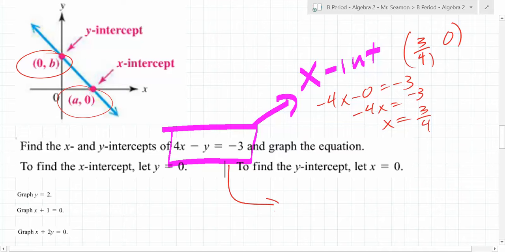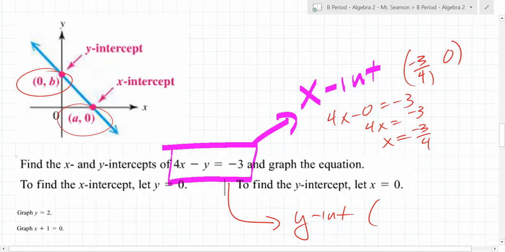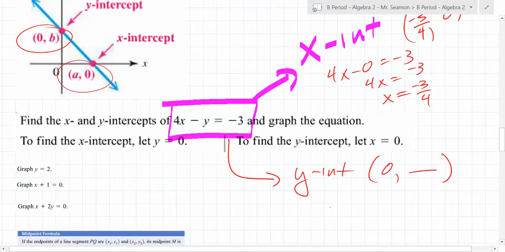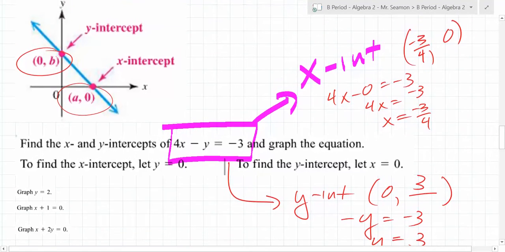And what is the y-intercept? The y-intercept is when what is true? Isn't it negative? Yeah, it's just 4x. Oh, I put a negative there. I see what you're saying. So it should be negative. Yeah, I'm sorry. I don't know why I put that there. Yep. So the y-intercept is when what is true? When x is 0. So when x is 0, you get negative y is equal to negative 3. So what does y equal? 3. So what do you do once you have those 2 points?